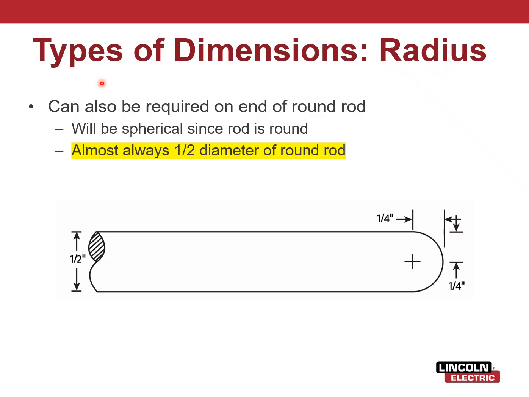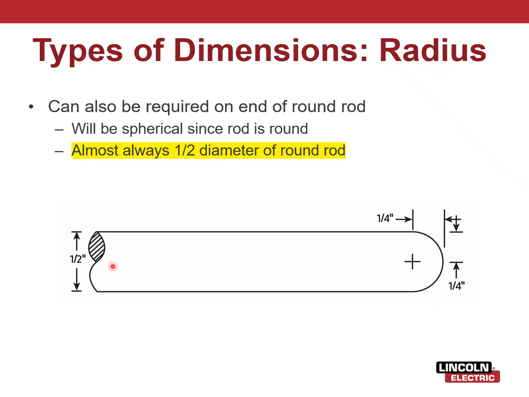So we can also use this on the end of round rod. Again, not tubing, this is round stock. It will be spherical since the rod is round. So imagine that instead of having a flat cut, they wanted a radius on it for whatever reason. Typically, this is almost always half the diameter of the rod. That's what yields the most symmetrical shape. So this is a nice half circle basically. So we have a 1/2 inch diameter round rod. We're going to go 1/4 inch, center point, and that's going to give you a nice symmetrical radius.